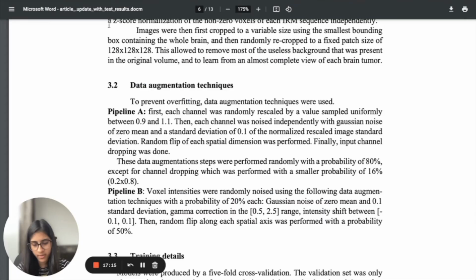They also did a random flip of each spatial dimension. And then another thing that happened was that input channel dropping was done. This part, I'm actually confused by what they mean. I'm assuming that it has something to do with dropout and regularization, but I'm not completely sure about that. I tried to find some information on the internet, but it wasn't really there. So that was basically the data augmentation.